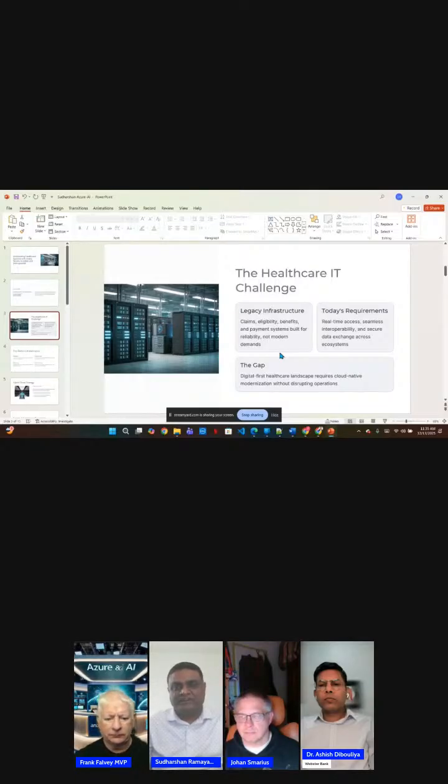So as per this IT challenge, the requirement today is real-time access, seamless interoperability, and secure data exchanges across the ecosystem. So this is the gap. First, the digital-first healthcare landscape requires cloud native modernization without disrupting the operation. That is the main key here. Since these are larger applications, we don't want to disturb the regular business. So, as part of the business continuity plan, we need to do this modernization.